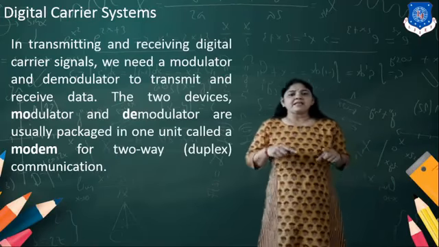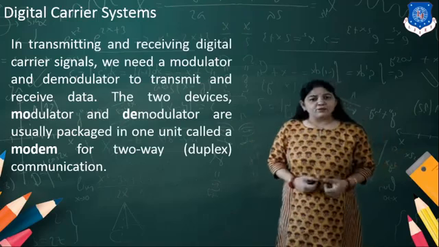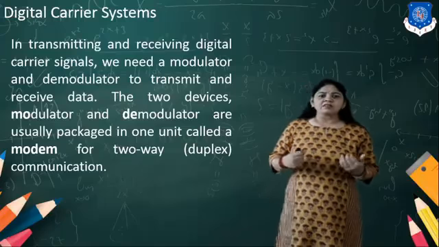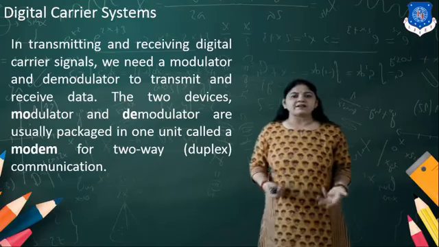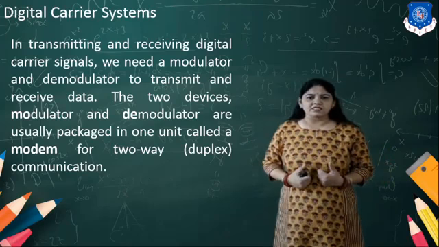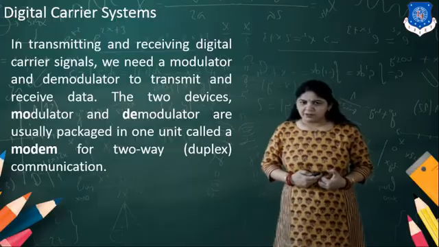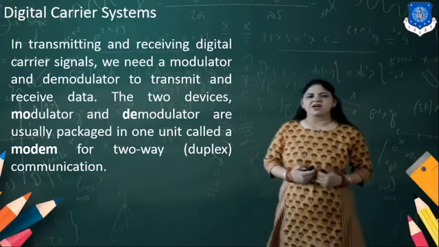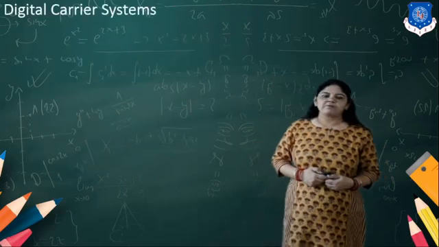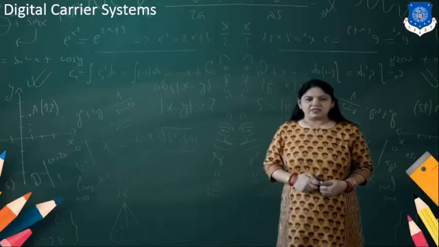Now in transmitting and receiving digital carrier signals, what do we need? We need a modulator and we need a demodulator. These two devices, a modulator and a demodulator, are usually packed in one unit, which is referred to as a modem for two-way communication. As we know, nowadays we are using a modem in our home, which can be used for both tasks: the mo in modem and the dem in demodulator.